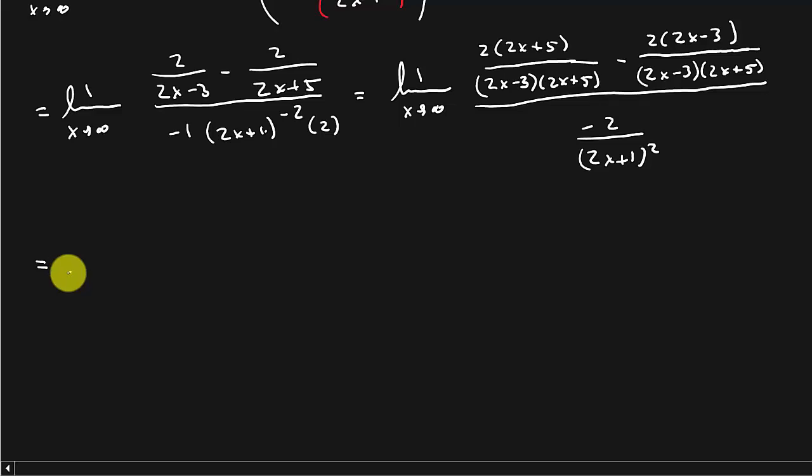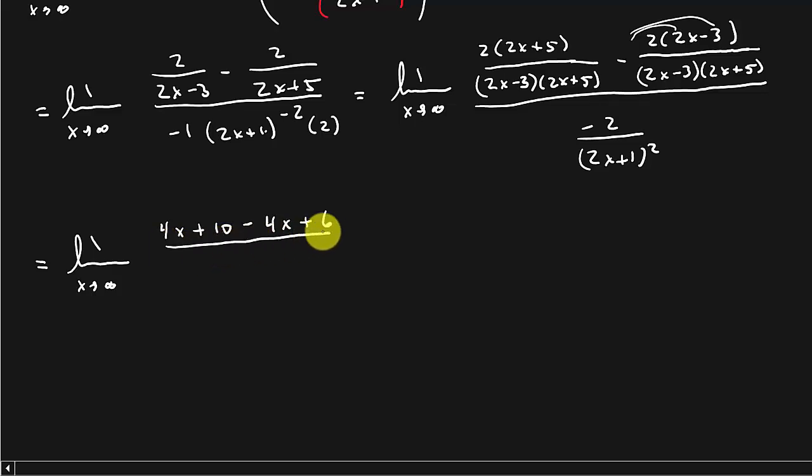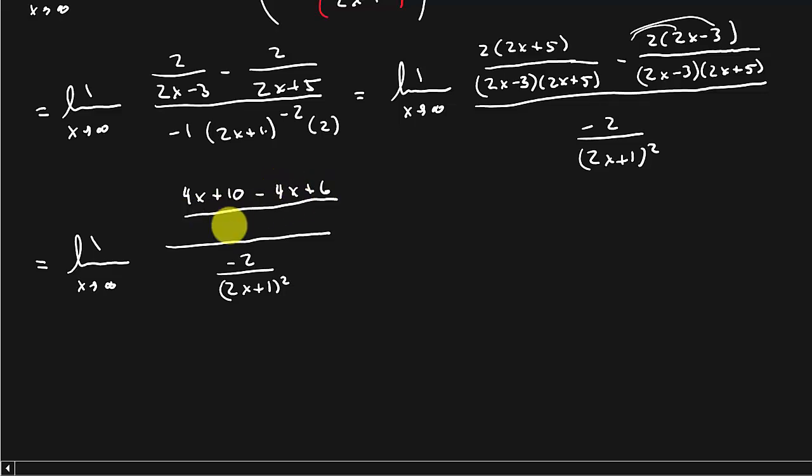And so now I have the limit as x goes to infinity of 4x plus 10. Now remember, I'm distributing a negative 2, so that's minus 4x plus 6 over negative 2 over, well, let's put the negative up there with the 2, negative 2 over 2x plus 1 squared. Whoops, and I messed up. That's going to be 4x plus 10 minus 4x plus 6 all over the common denominator.